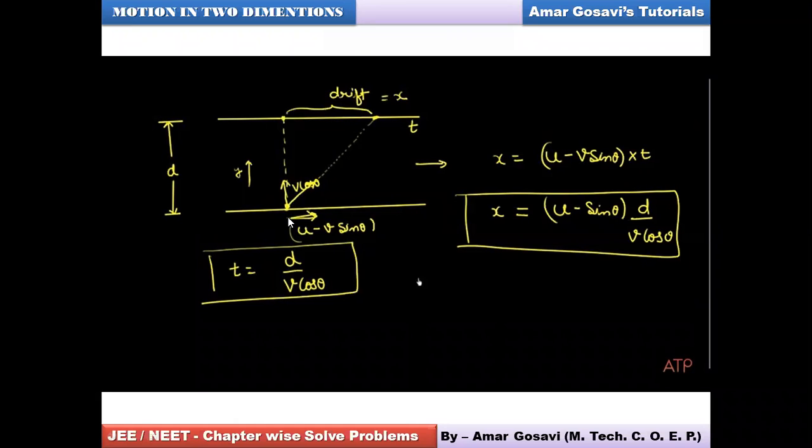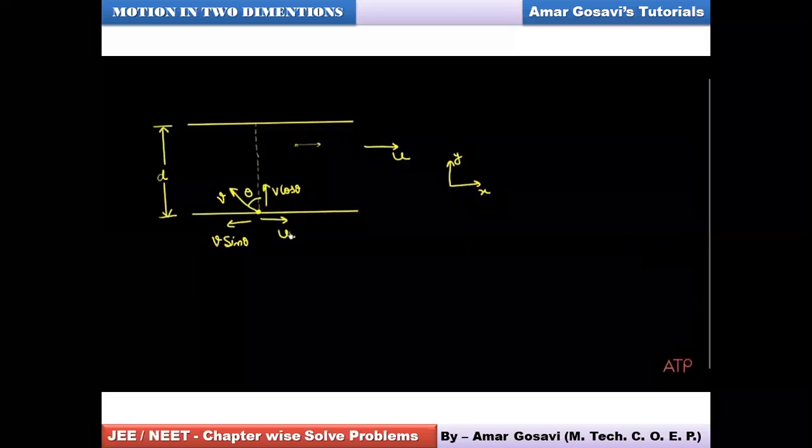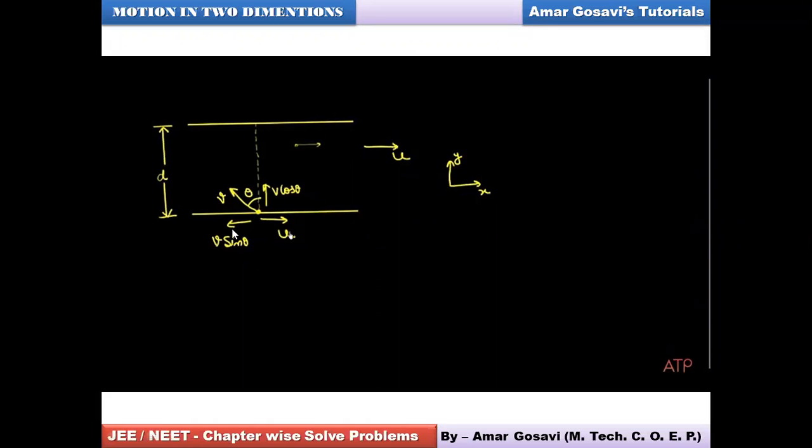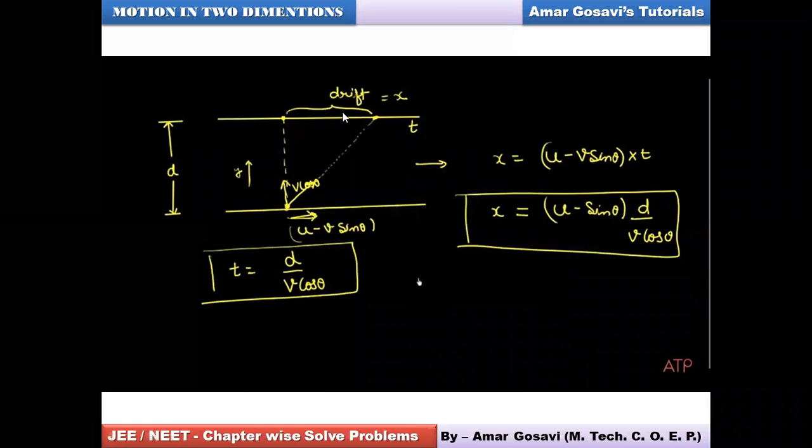I'm showing you the previous slide again. You can see v sin theta minus u would be the resultant speed along the x axis. So u minus v sin theta will be the resultant speed along the positive x axis, and that resultant speed will result in the drift, which is shown on the next slide. This resultant speed, u minus v sin theta, has resulted in drift, which is x over here, and say it has happened in time interval t.